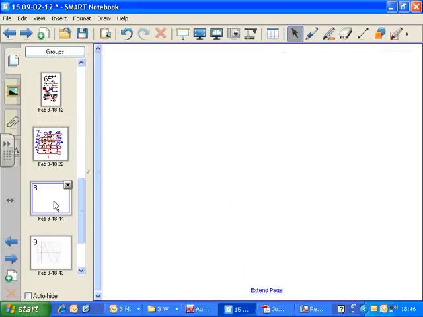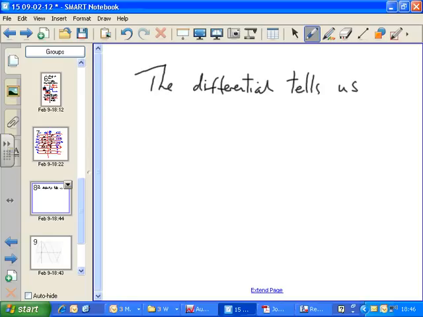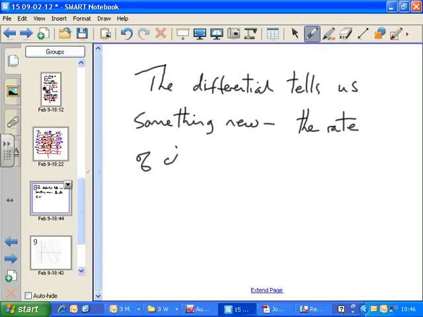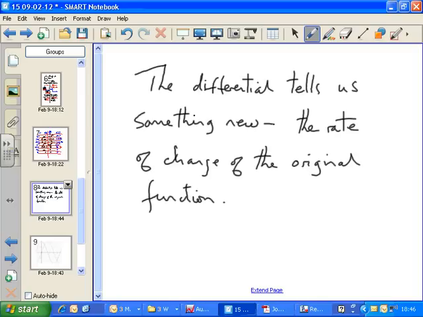So remember, the differential tells us something new. It tells us the rate of change of the original function. So it's an important tool to us as engineers.